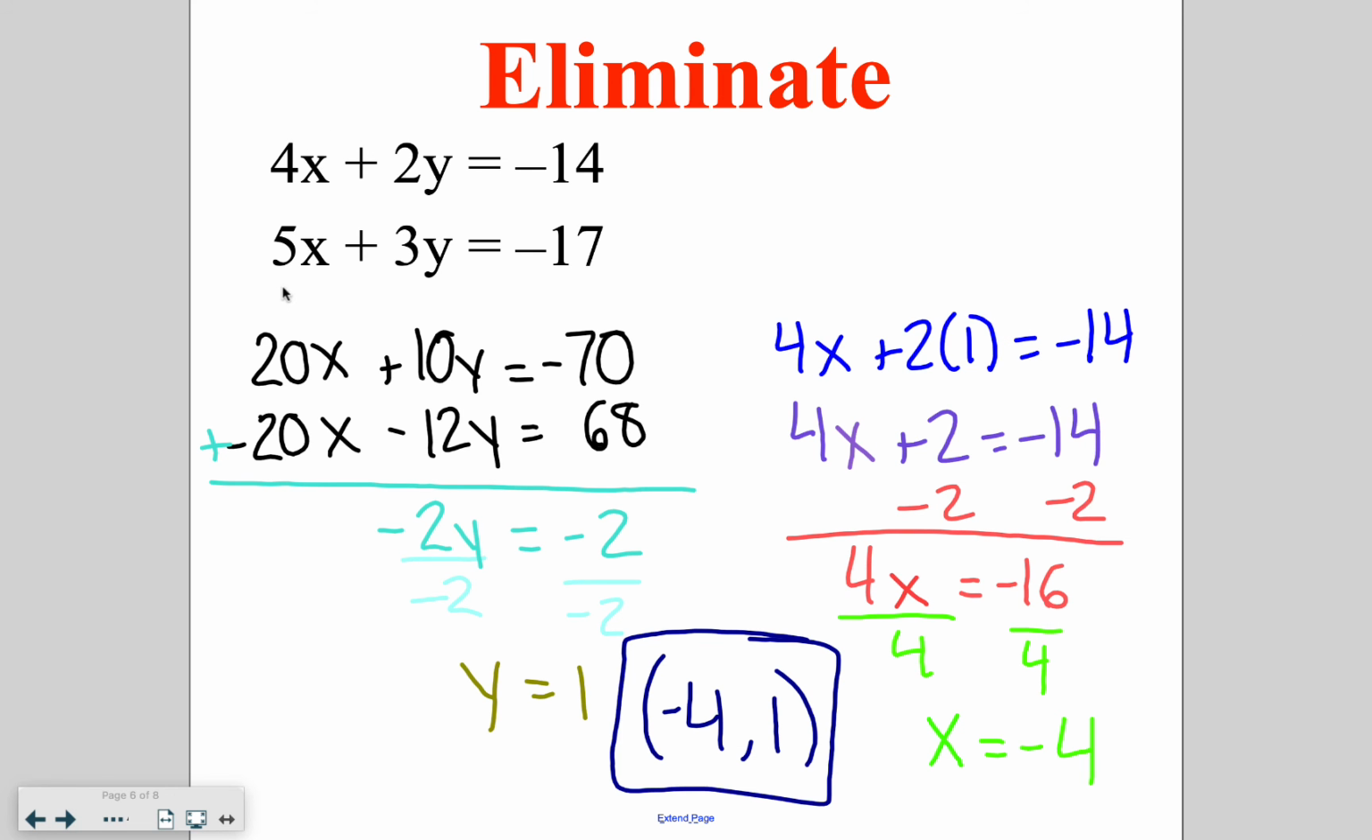In this case, I multiplied the top equation by a factor of 5, and I multiplied the bottom equation by a factor of negative 4, so that I could add my expressions. Once I did that, I solved for y, plugged it back in, solved for x, and I got a final answer of negative 4, positive 1 as the point of intersection.